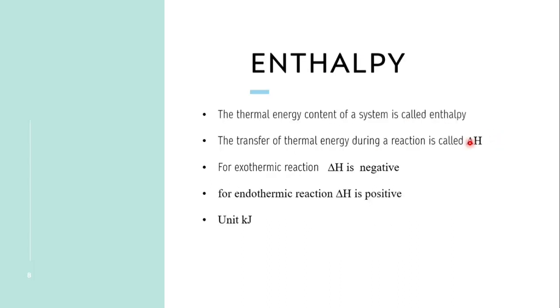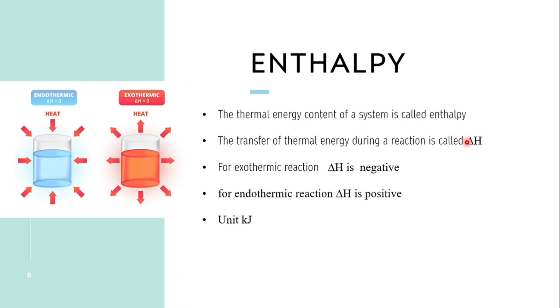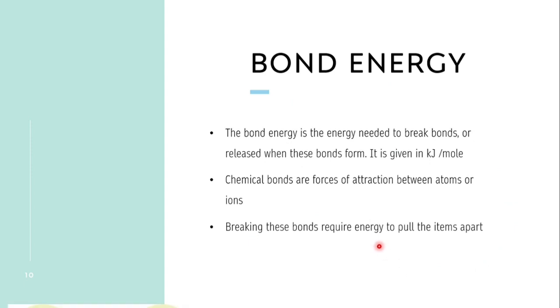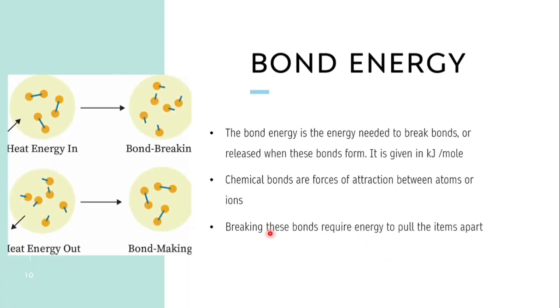The heat content of a system is called enthalpy, which is represented by capital H. The change in heat content is known as delta H. For an exothermic reaction, delta H has a negative value, and for an endothermic reaction, delta H has a positive value. In an endothermic reaction, energy from the surroundings is taken in, so the surroundings become cool. Similarly, for an exothermic reaction, energy is given out, so we feel hot. Example: a bonfire.